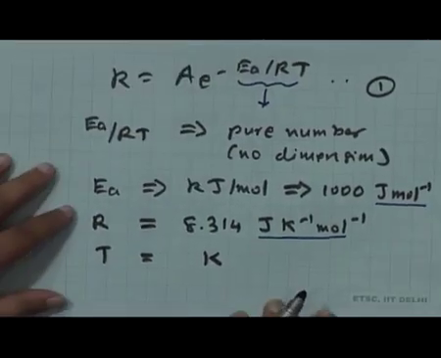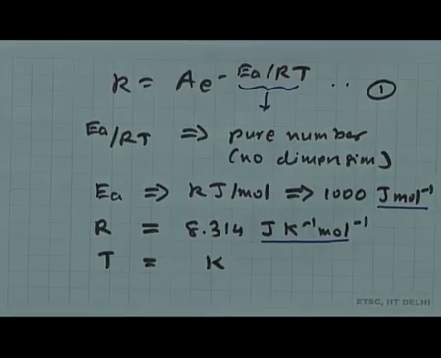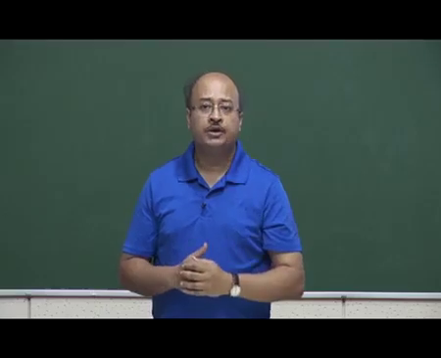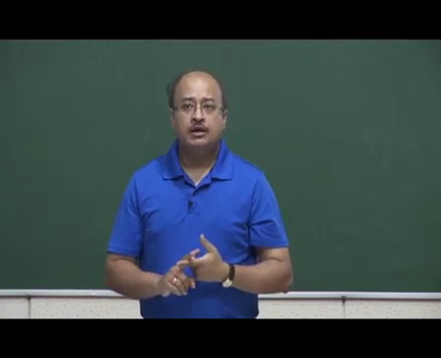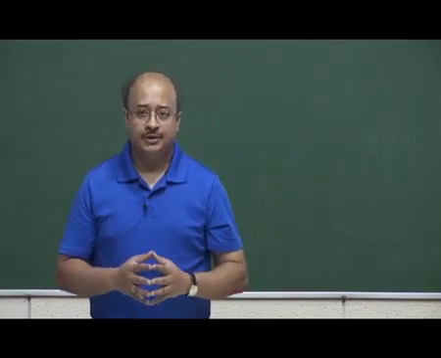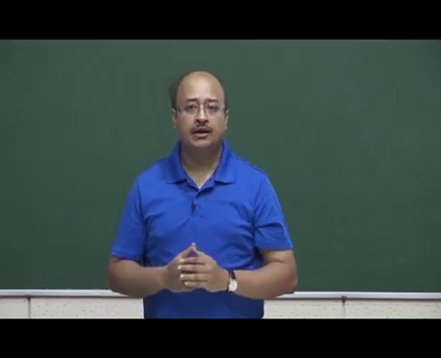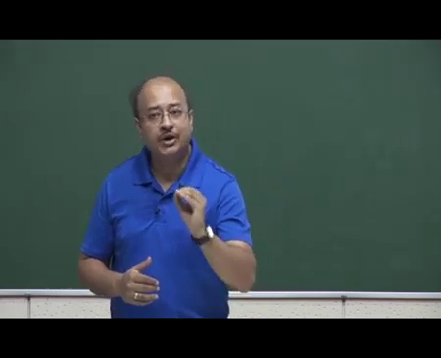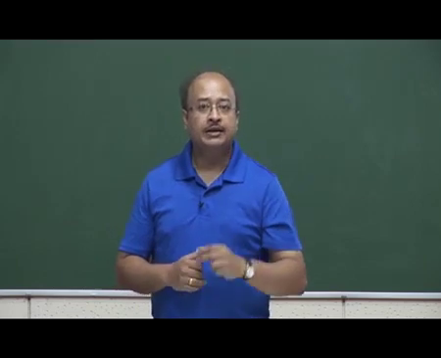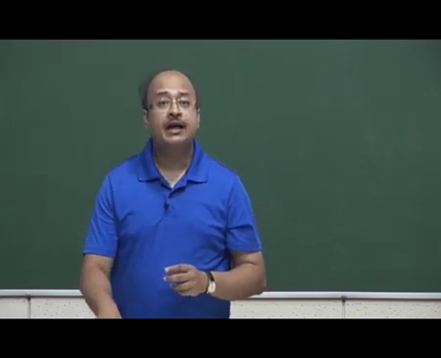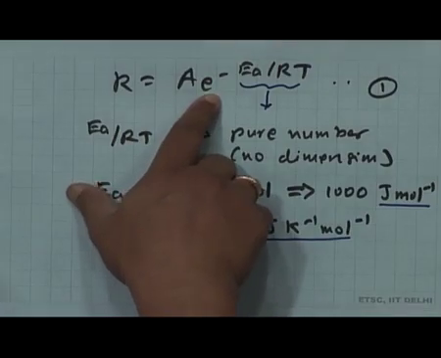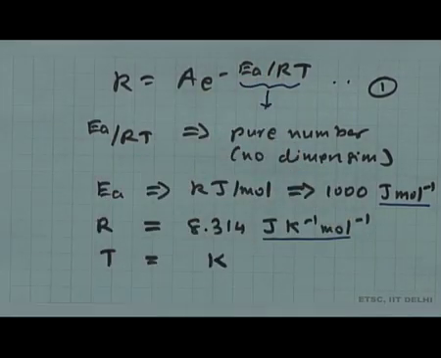What is the importance of this? Why are we doing this? I could have not done this and just moved on, so that I could have finished off the lecture earlier, but the point is the following. You do not try to memorize these equations, you have to understand what the equation means, what the equation is trying to tell you. Second, if this EA by RT is the power in the exponent, what you immediately keep in mind is that this has to be dimensionless.